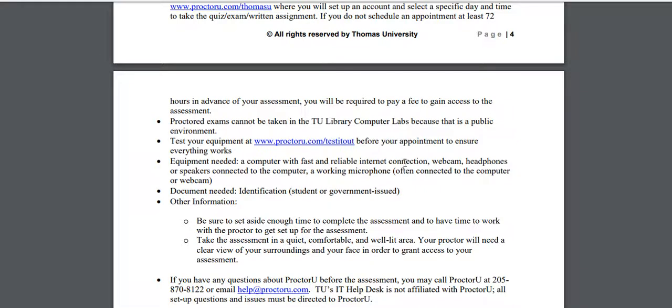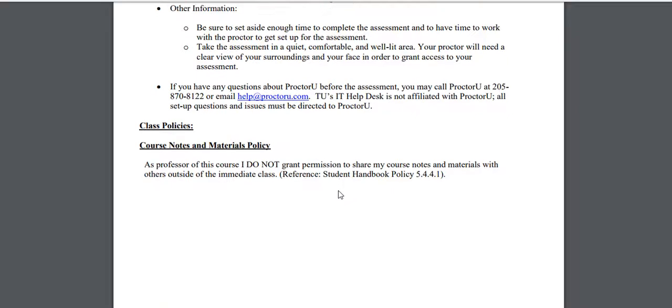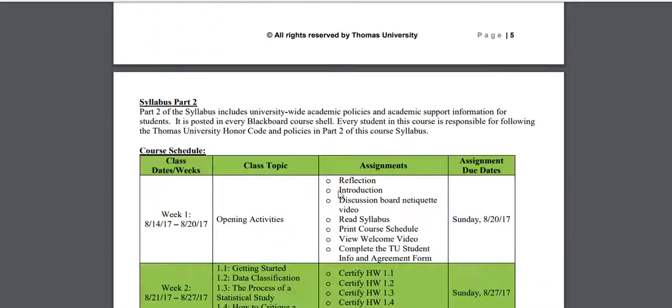Let's see, so you need a reliable internet connection. Okay, so if you live out in the country, you might want to find a place that's got a little more reliable connection. You need a webcam, headphones or speakers, and a working microphone. You'll need an identification, student or government based, and let's see, I think you can read the rest of that stuff there. Alright, course policies.